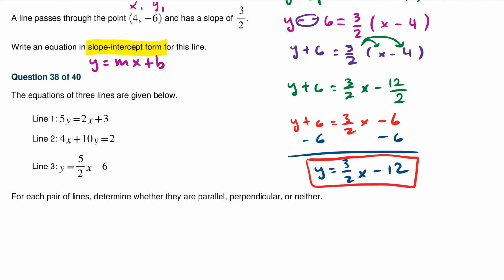Line 1, we need it in y equals mx plus b. So 5y equals 2x plus 3 is not done yet. We want y by itself, so we divide by 5 on both sides. So y equals 2/5x plus 3/5. So the slope of line 1, m1, equals 2/5.